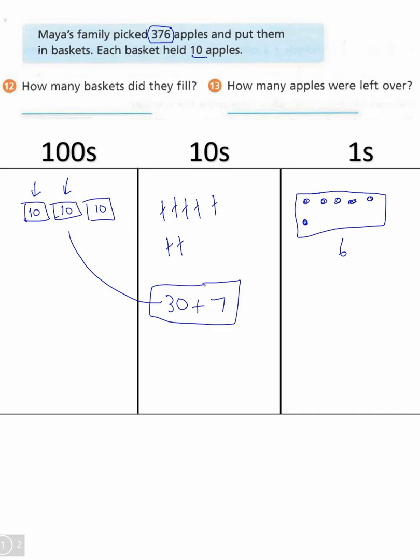So I'm going to switch back now, so we would say 37, right? They filled 37 baskets. And how many apples were left over? 6 apples. Okay, but now we need to flip back over to the other page and show that on that page. So here we go.